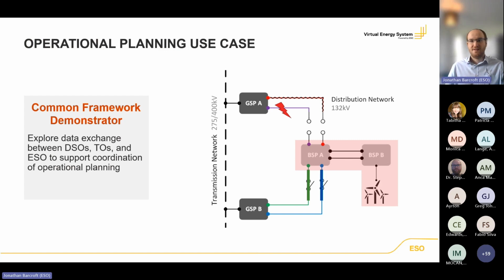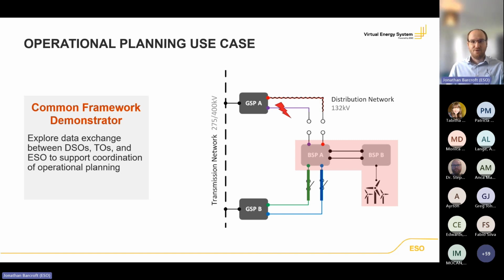So our initial use case to explore the requirements of the data sharing infrastructure focuses on the exchange of topological information in operational planning timescales. This is a role governed by the grid code, and the electricity system operator's role is to coordinate between the distribution network operators and the transmission owners to deliver safe, secure, and economic operational plans to the control rooms.